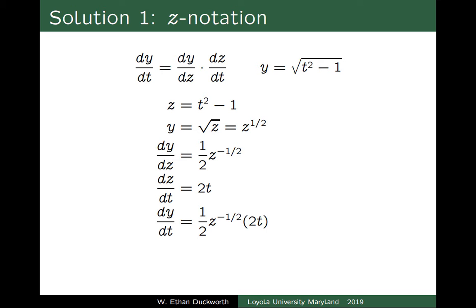Okay, that's the derivative, but I should clean up and get rid of that z, which after all we put into the problem. It wasn't there at the very beginning, so we have to get rid of it at the end so that our final formula has only t's in it. And we'll put the t squared minus 1 back in. So my final answer is 1/2 (t squared minus 1) to the negative 1/2 times 2t.